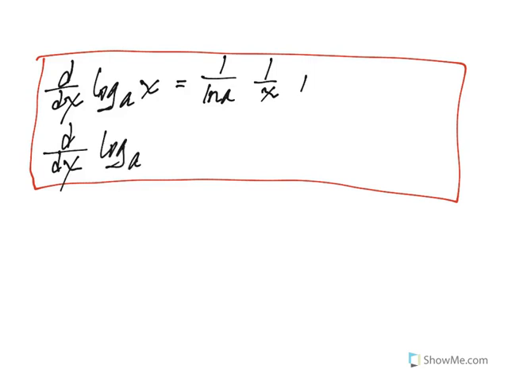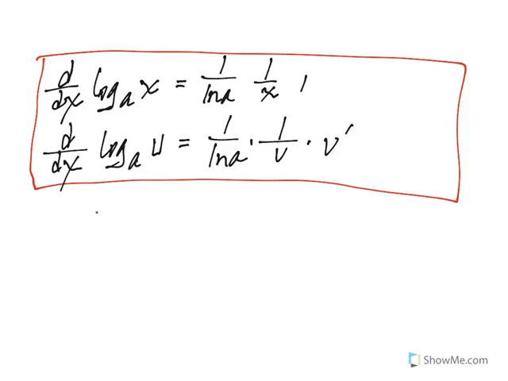More generally, log base a of u, and u again is something other than just x, implying the chain rule. What I'm going to get is 1 over the natural log of the base times 1 over what I am logging times the derivative of what I am logging.